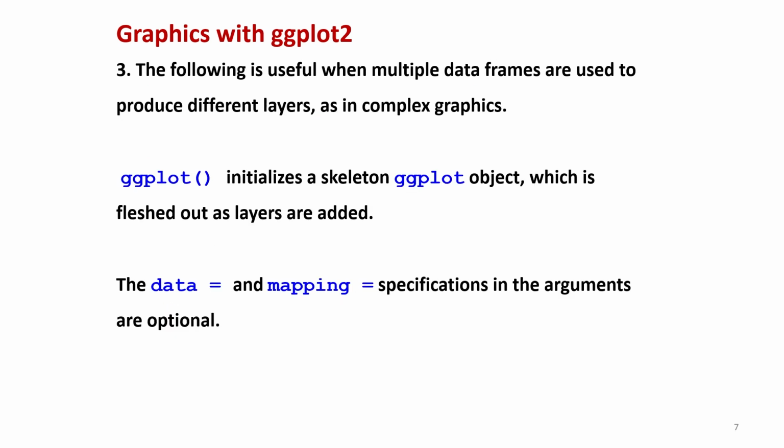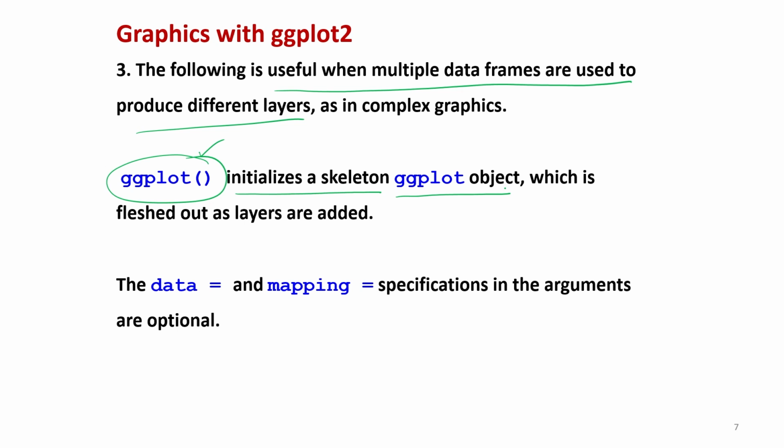The third point is that this command ggplot is useful when multiple data frames are used. For example, if you are using a complex graphic, right, where there are multiple data frames producing different types of layers, then in those cases the ggplot function initializes a skeleton of a ggplot object, which is fleshed out as the layers are added to it. And in this case, the options data is equal to and mapping is equal to are optional arguments, right?